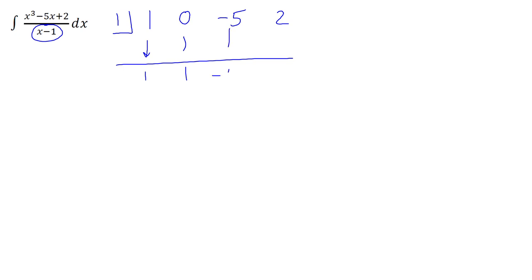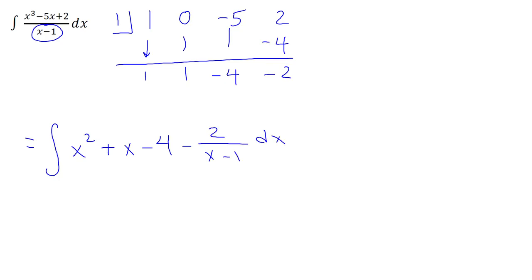We add the column together and multiply it by what's in the box to get the next column. We add those together to get -4, multiply by the 1 in the box, and add them together to get -2. So this integral becomes an integral of now 1x squared, we drop down by a power, plus x minus 4, and then minus 2, our remainder, over our original denominator. And now each of these can be done really easily. X squared is x cubed over 3. X is x squared over 2. Minus 4 is minus 4x.